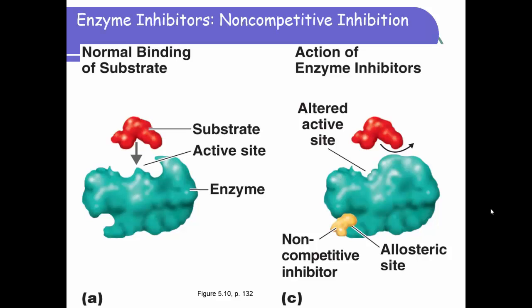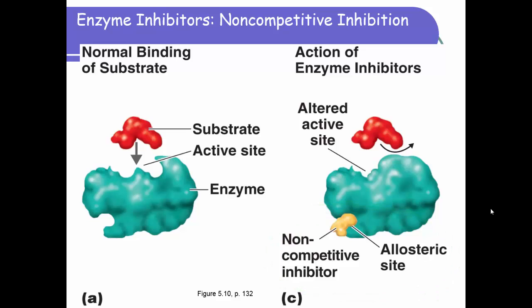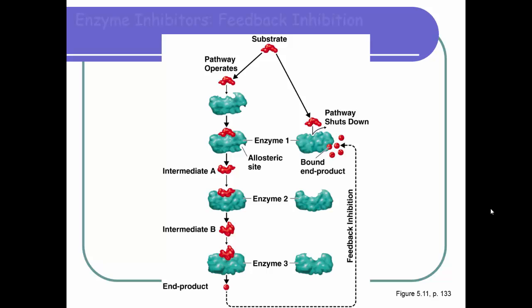Non-competitive inhibition, however, is similar, but we do not bind to the active site. We have an allosteric site on the holoenzyme. When the non-competitive inhibitor binds to this, it alters the active site in such a way that the substrate can no longer bind to its enzyme. This works with negative feedback many times.